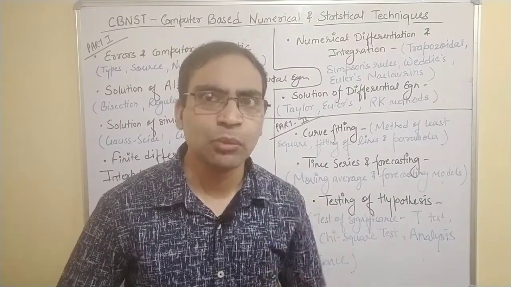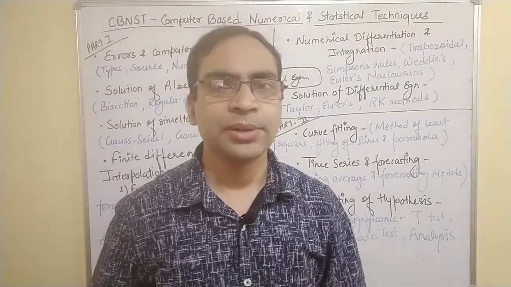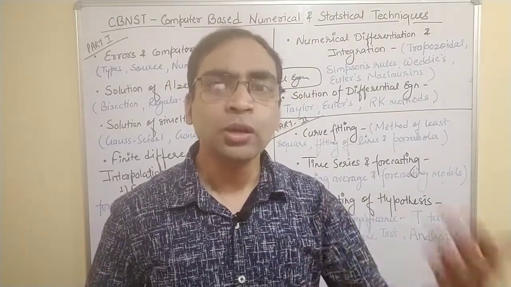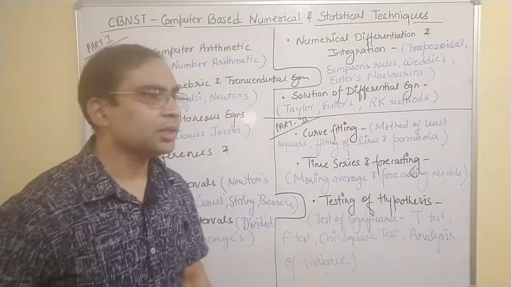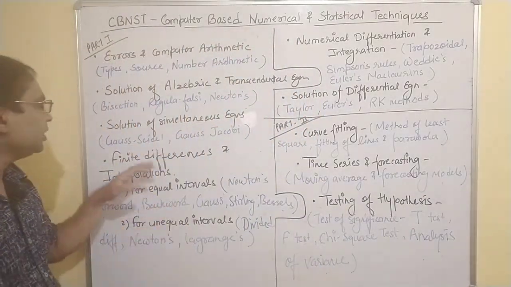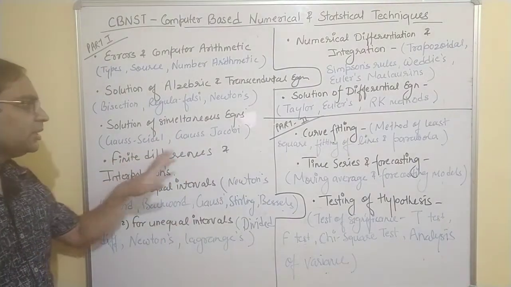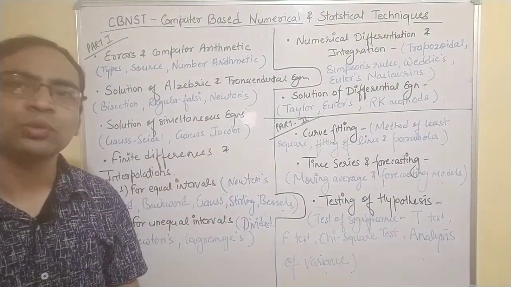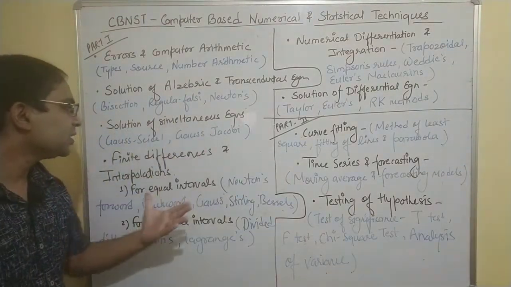But there were some equations which we cannot solve with the help of normal matrices or normal methods of solving those equations. So we have numerical methods, numerical solutions, in which we will be studying the Gauss-Seidel method of solving simultaneous equations, and we will be studying the Gauss-Jacobi method as well. So we will be studying these methods for the solution of simultaneous equations.